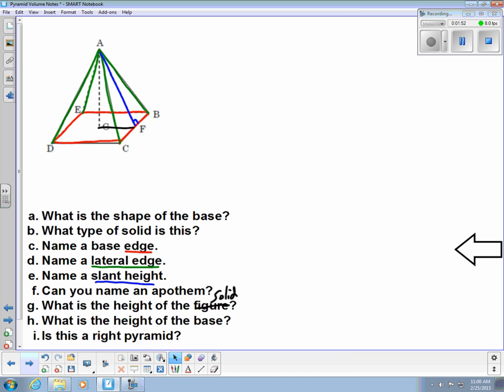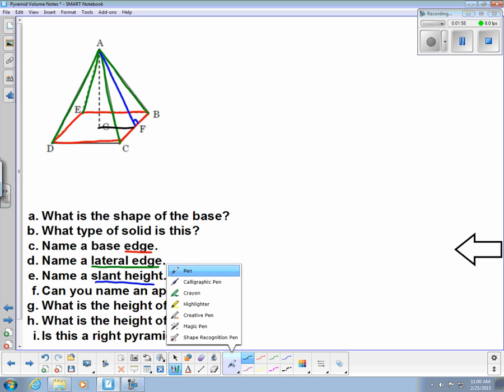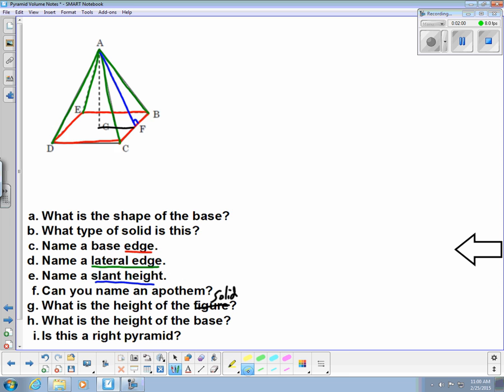And the height of this solid, I'm going to highlight that. I'm going to go to my highlighter here. And the height of this solid is this yellow part right here. We know this is a right prism as long as that height is at a right angle to the base.